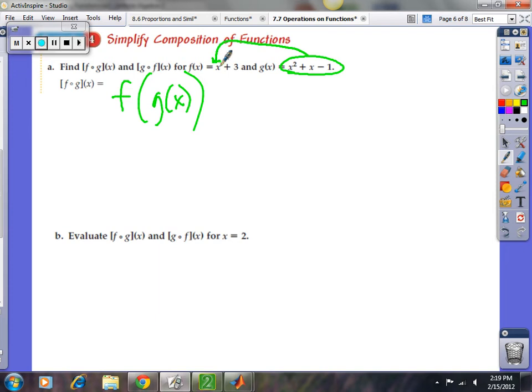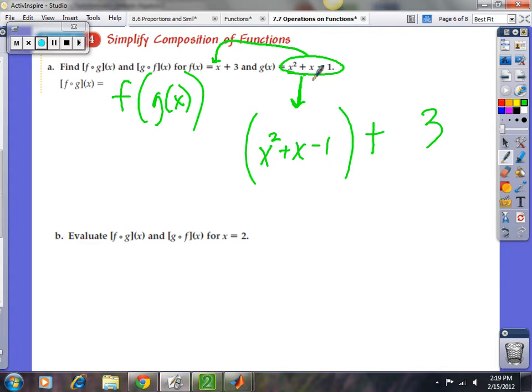Okay, f of x. I'm going to replace x with parentheses. It's going to be parentheses plus 3. Now, I am going to put this in place of x. So I'm going to go x squared plus x minus 1.